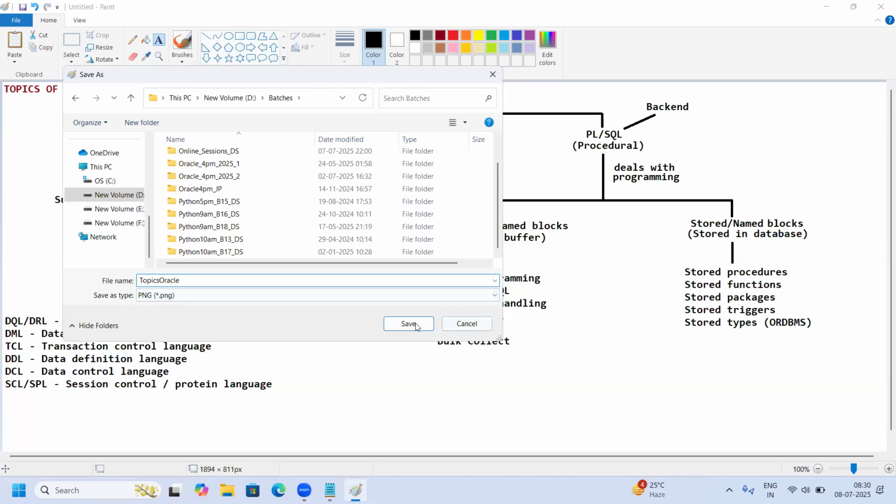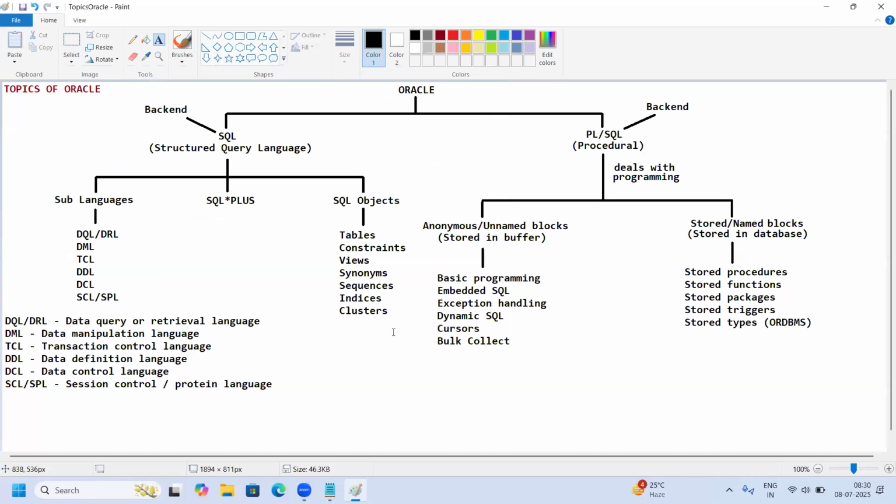Topics of Oracle. Fahad, was it clear for you? Did you understand everything? Yes, I did understand. Okay, right. Pavitra? Yes, sir. Okay. Shweta? Yes, sir. Okay. Surendra? Yeah, clear. Okay. Right.